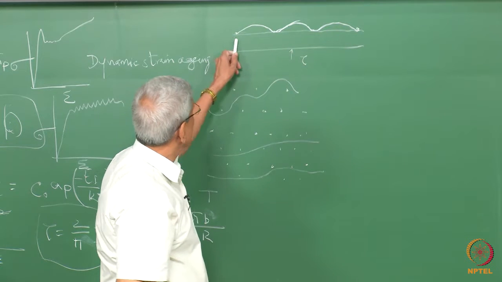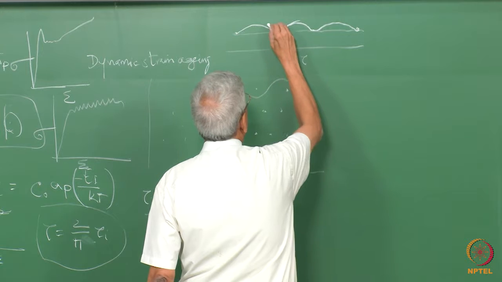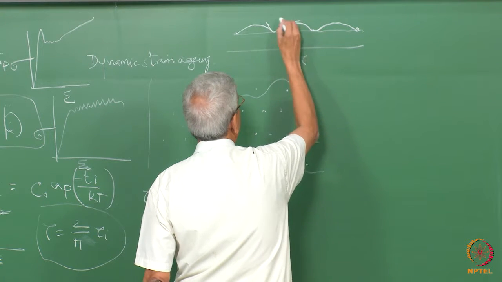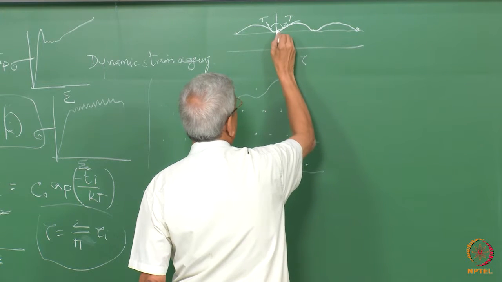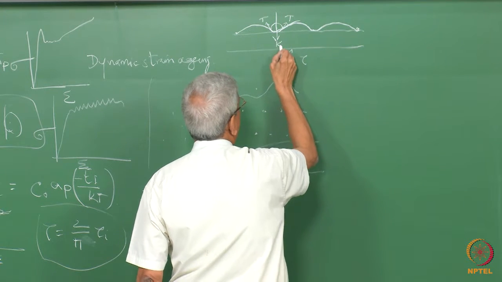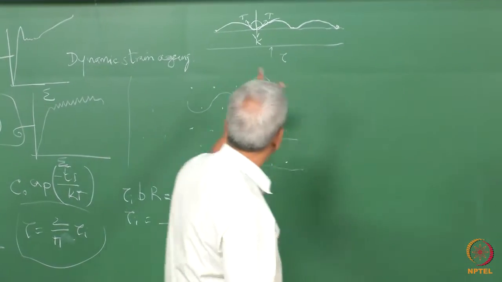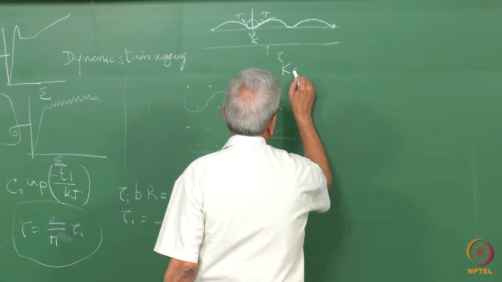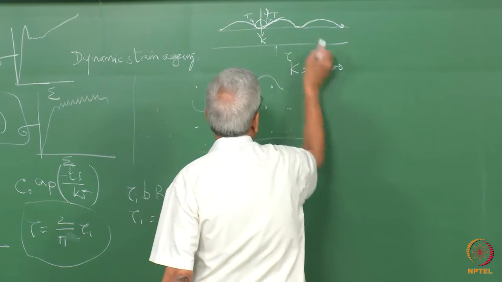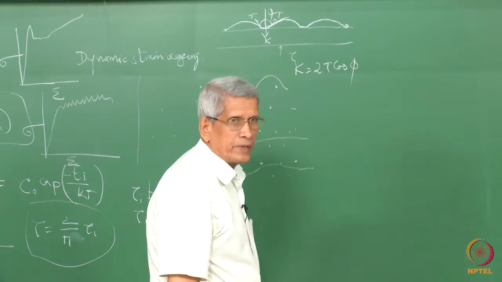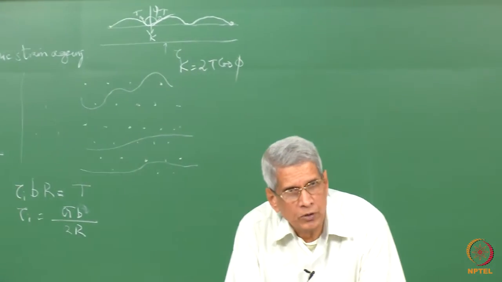So essentially, the interaction is only at this point. Here, T is the line tension. With respect to this angle we can calculate this resistive force. What will be this resistive force K? That will be equal to 2T cos phi, if this angle is phi, correct? That's the resistive force which it is essentially going to be.